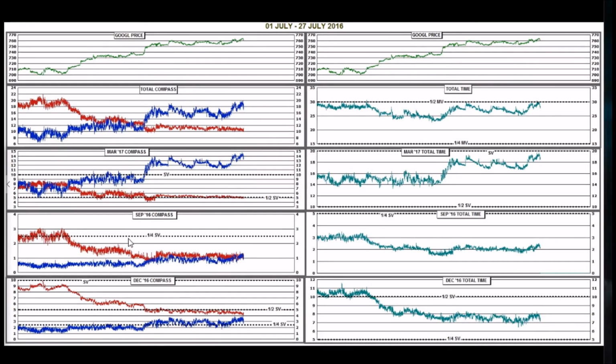And we see that, like we talked about previously, we've seen put time growth in March, which has led to total time being back near starting value. Total compass has grown, which is bringing it back up to half MV. And December is closing in on a 1-to-1. Now, December does not expire for quite a while, so a 1-to-1 in December is most likely not going to stay that way. It's going to be a reversal, and we're going to see call time and put time separate, and that's going to be indicative of a top, period.